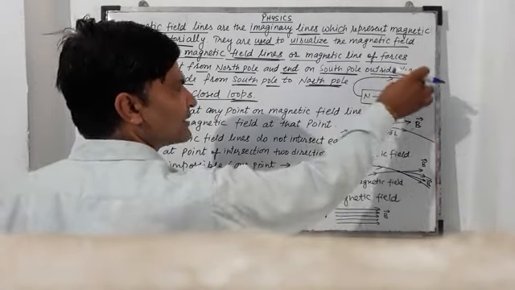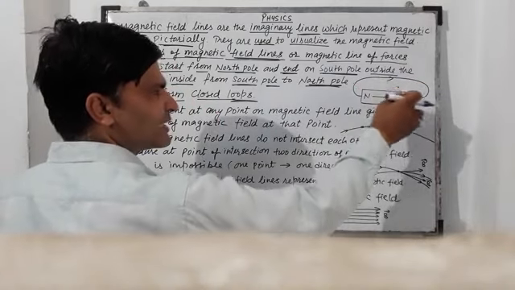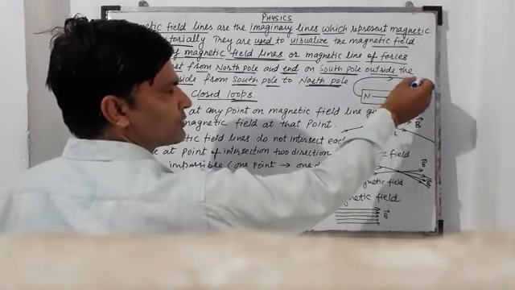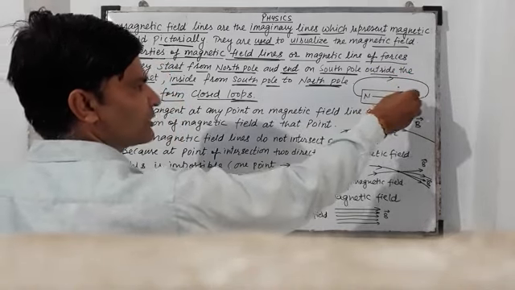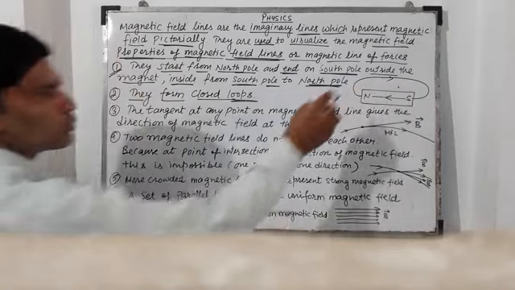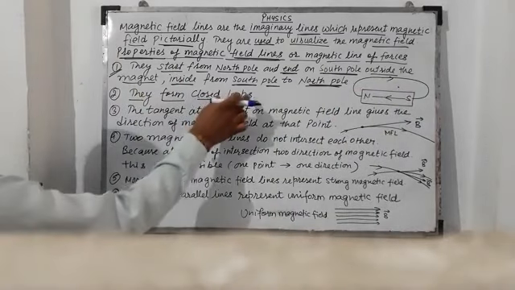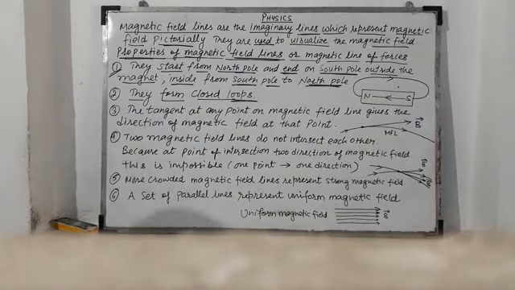This is also represented by this diagram. You can see that outside, the lines go north to south, and inside, south to north. So they complete one loop. They form closed loops. Okay.